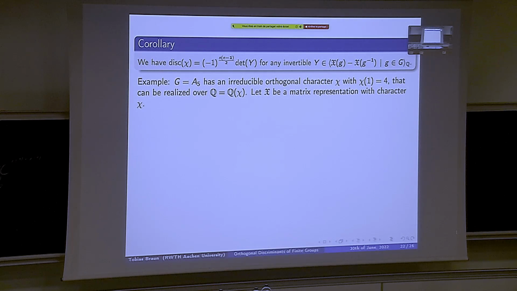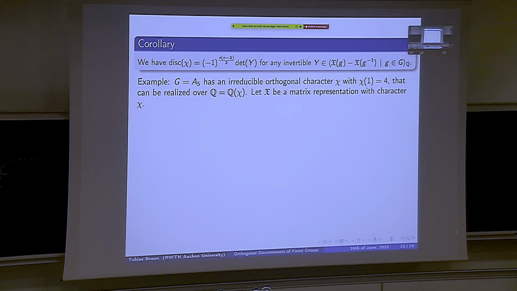So as a final example of how we can use this, we want to again discuss the group A5. And it has an irreducible orthogonal character, chi, of degree 4. In fact, this is the permutation character 1 plus chi, which I talked about earlier. So we expect its orthogonal discriminant to be 5 up to a sign, n plus 1, where n is 4. And we now want to compute it in another way.